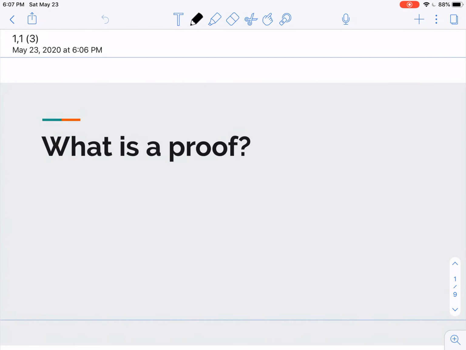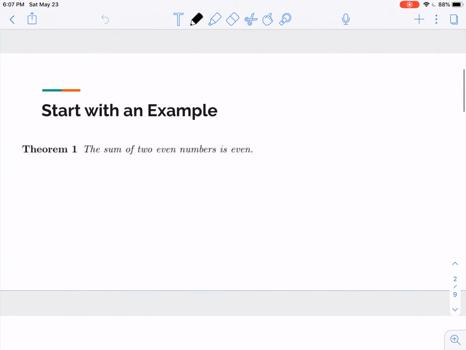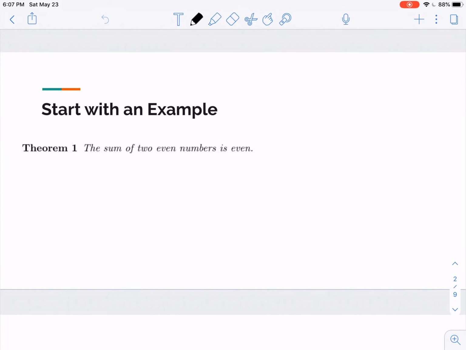Today we'll be talking about what is a proof. So I'll give a quick example proof and then we will talk about how to do your first type of proof, your first proof technique, universal statements. Great, let's start with an example. So we're going to prove that the sum of two even numbers is even.